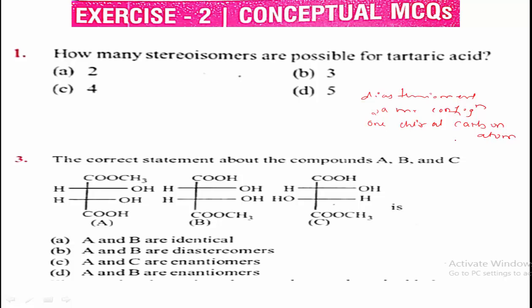Remember students, diastereomers have the same configuration at one chiral carbon atom and different configuration at the other carbon atoms. Okay. Next, enantiomers. Now come to the point of enantiomers. What are enantiomers? Enantiomers are non-superimposable mirror images of each other.